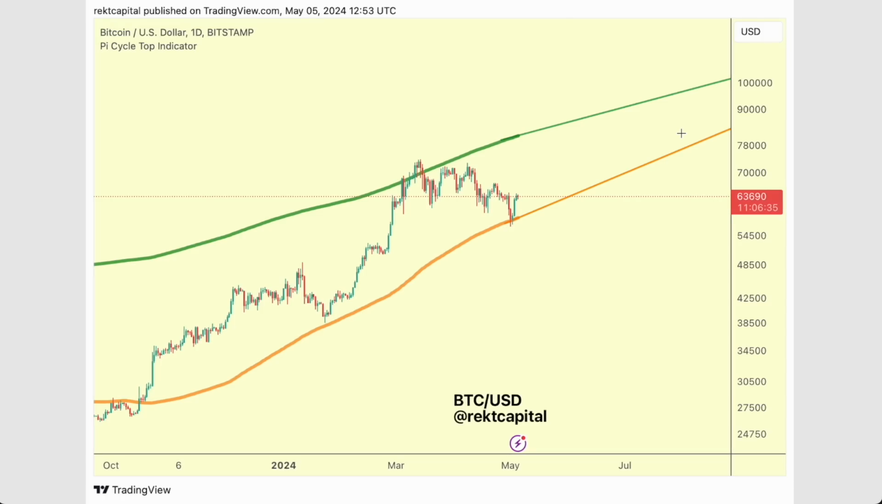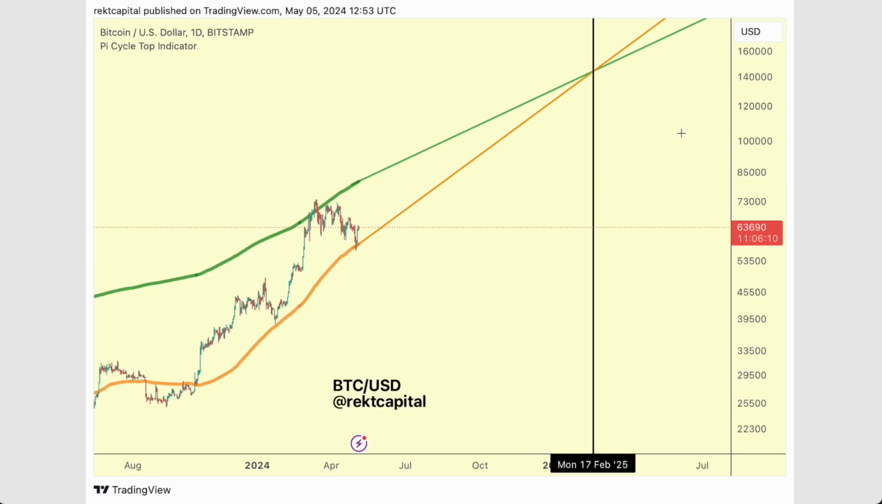But let's talk briefly about where could we extrapolate these 2 moving averages in the future. If we do extrapolate these moving averages, then at this point in time, we'd get a February 2025 bull market peak. And this changes a lot.